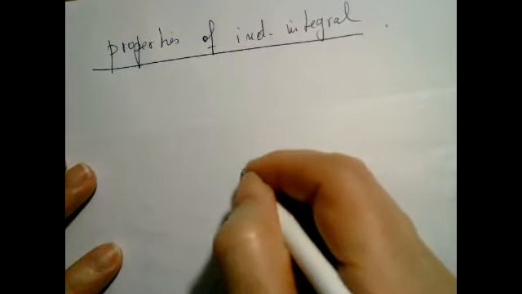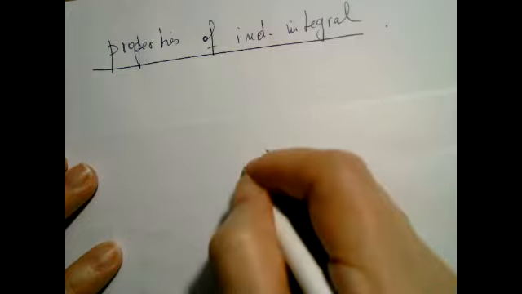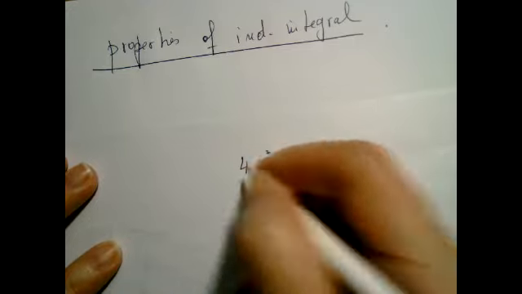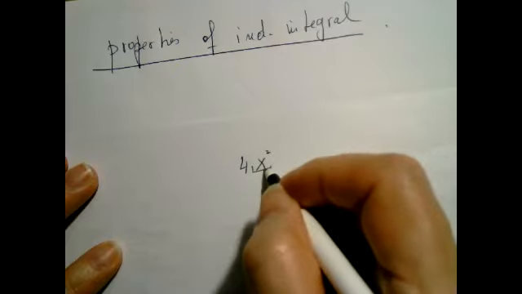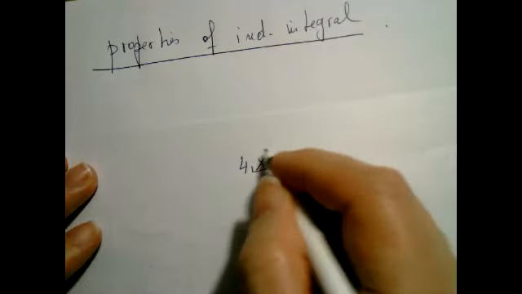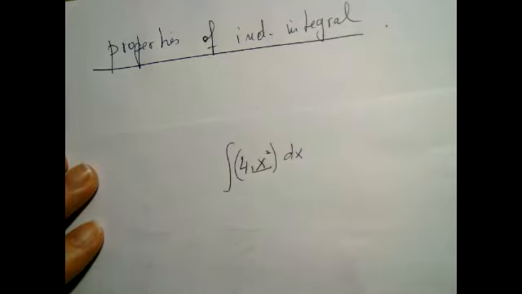We know how to find the derivative of x squared, basically. The question is, what if you multiply x squared by 4? We know how to find the antiderivative of x squared. What if you multiply it by 4? You create a new function. The question is, what happens to the antiderivative of 4x squared?